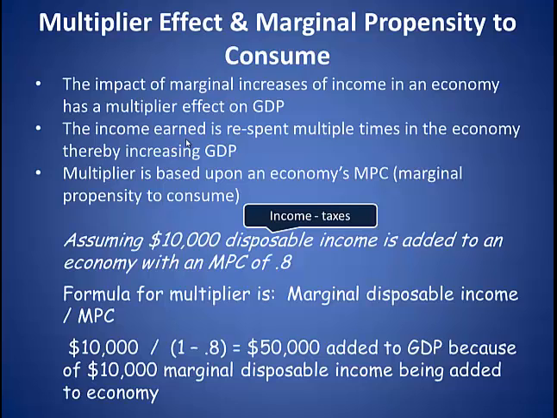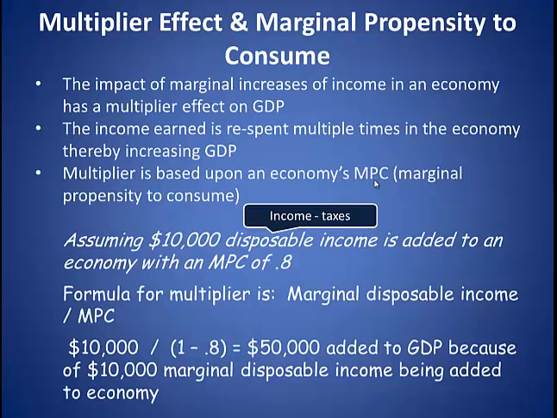This is called a multiplier effect. When you spend $1, that dollar is actually multiplied many times in the economy, increasing the GDP. Now, the multiplier is based upon an economy's marginal propensity to consume, which can be abbreviated as MPC. So if you see MPC, you need to know it's marginal propensity to consume.